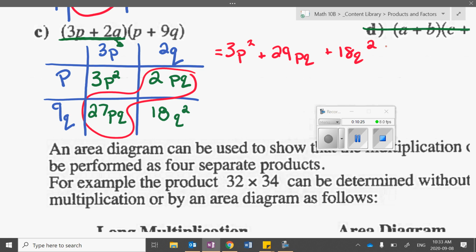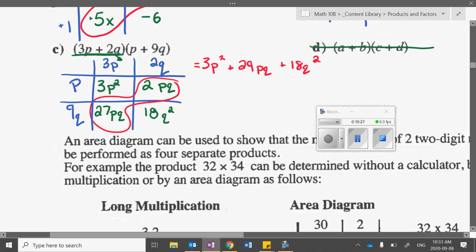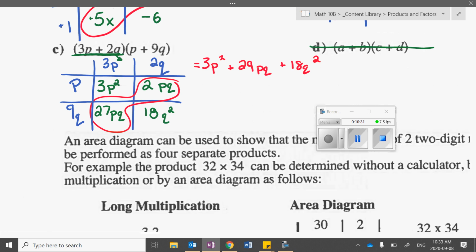Cool. I like this area model. I find it really helpful. I find it even more helpful when we get into harder questions. It's a way to kind of keep you organized. And it's like you fill in the blanks almost.